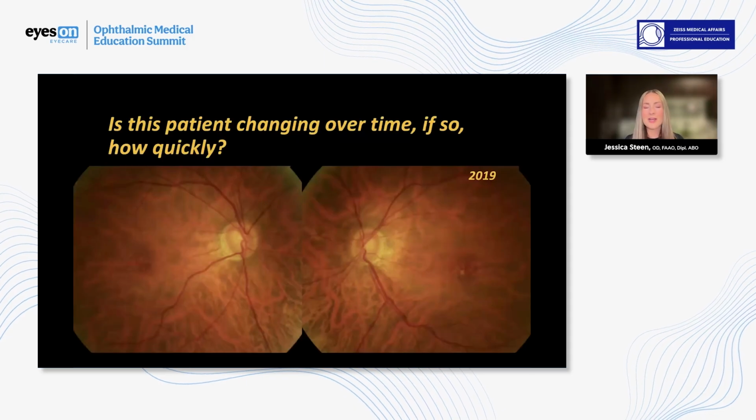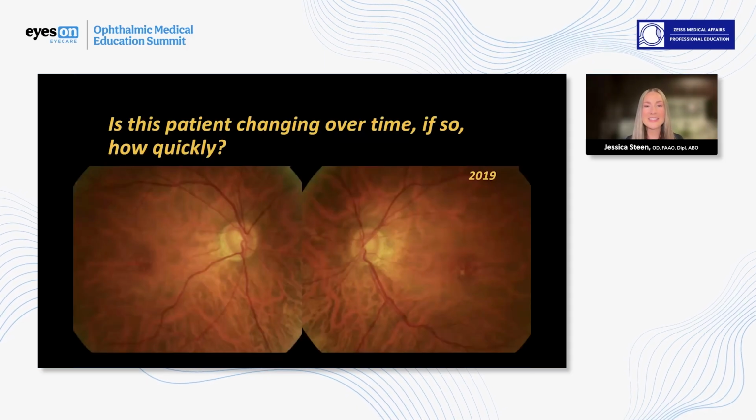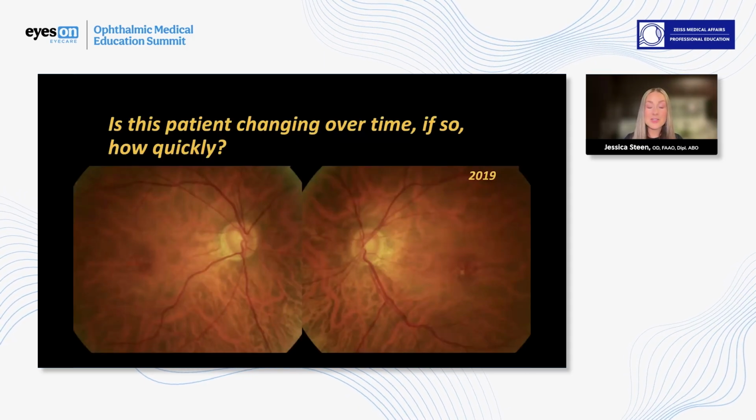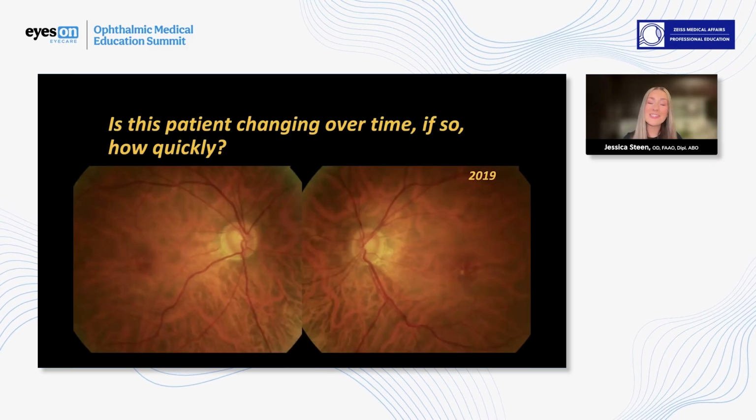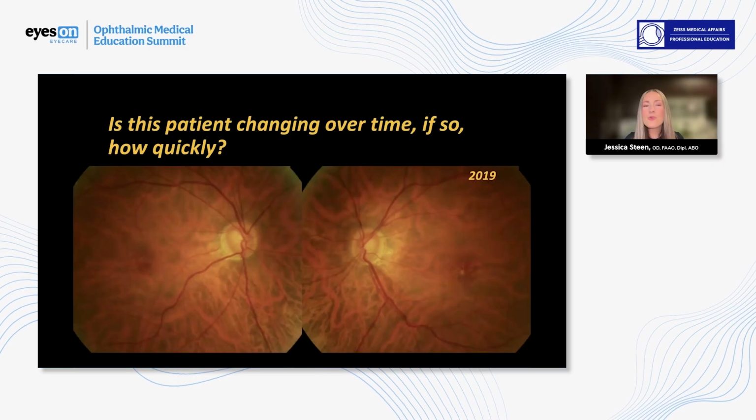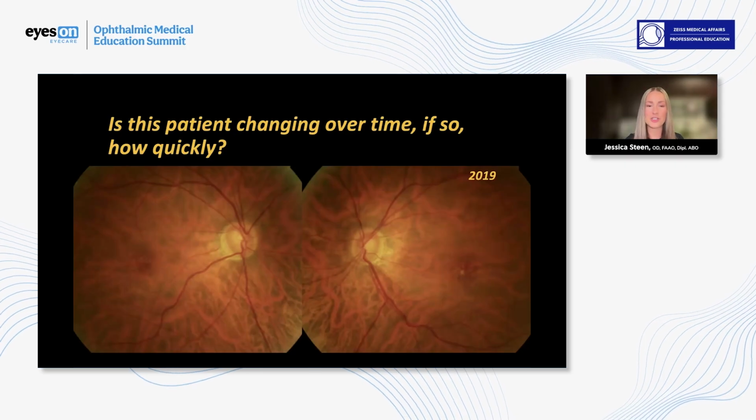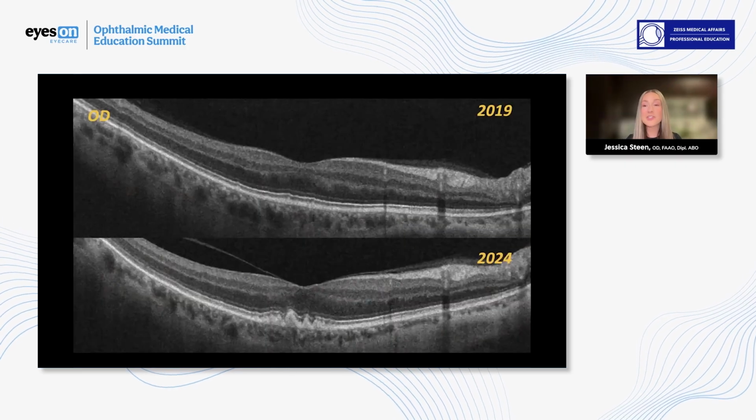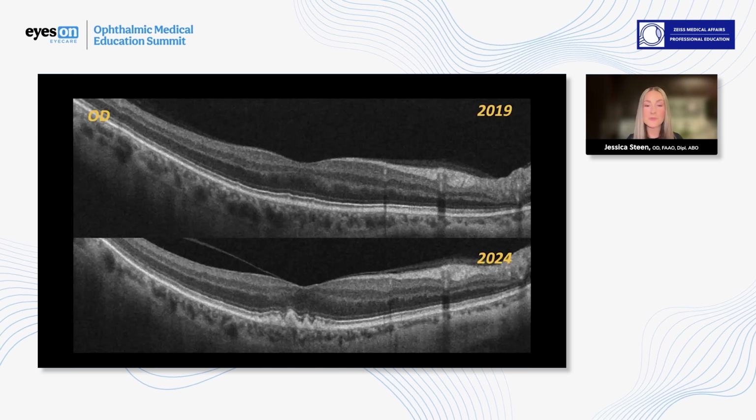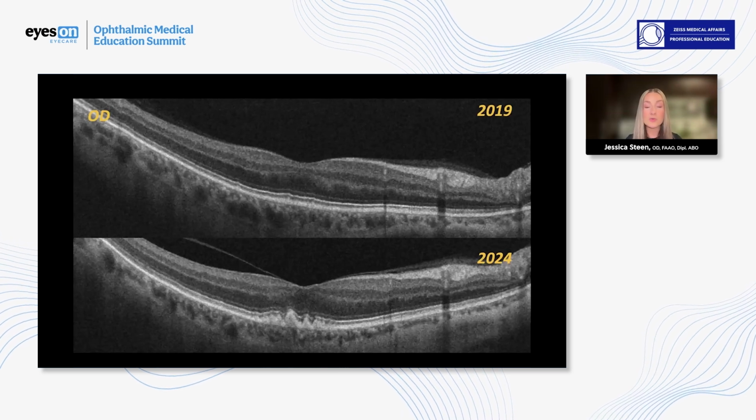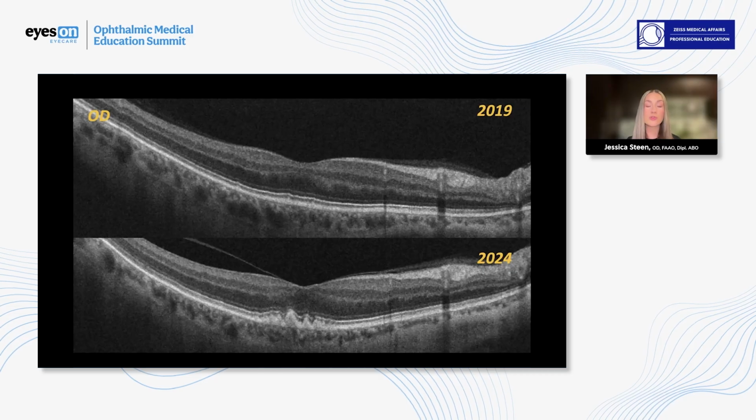Now, looking at color fundus photographs from 2019, we clearly see that this patient has an increased drusen load currently than she did 5 years prior. But how quickly is this patient changing over time? If we look at just an isolated B scan, the exact same plane 5 years apart, we can clearly see the increased drusen area and overall drusen height.